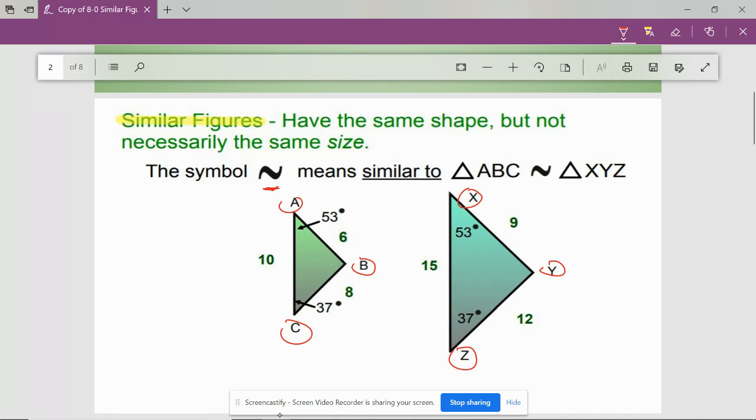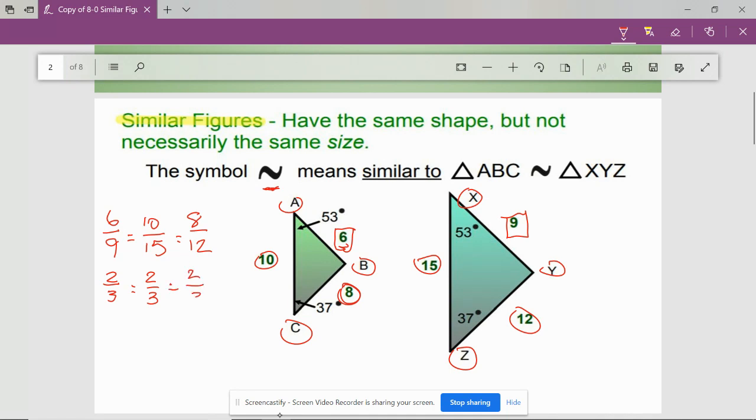So if we take this side right here and we make a ratio out of it, and we know how to do that. Actually, let's do this one, 10 over 15. And then this one and this one. If we reduce all these fractions, we get 2/3, right? So that means that because they all do, these two shapes are proportional.